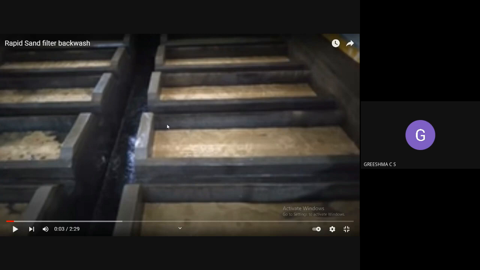So it will be like this. There will be different units. So you can see because of the filtration, the filter media has become dirty. Okay, a lot of dirt has been trapped in the filter media.